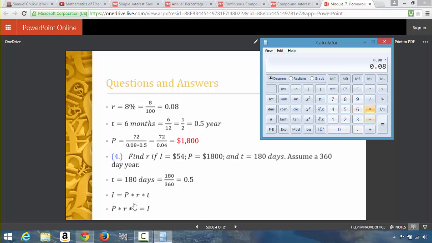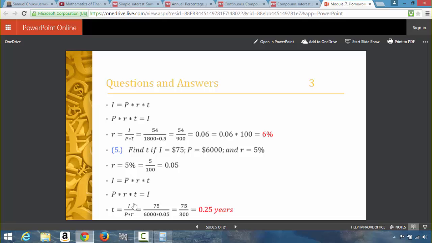0.08 times 0.5. And it gives you this, 0.04. Let's say that you didn't want to write this. Okay. If this was a big number, just store it in memory. Press M+ to put it in the memory of the calculator. Then you now do 72 divided by recall memory, recall, and that will give you 1800. So that's the way you do it.